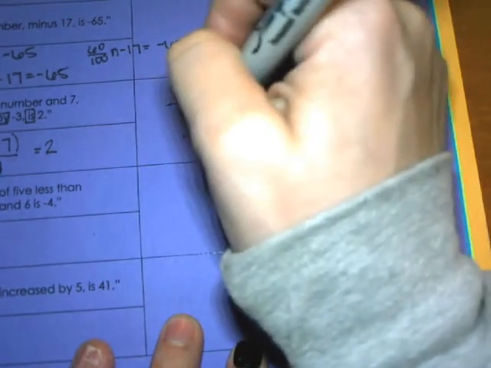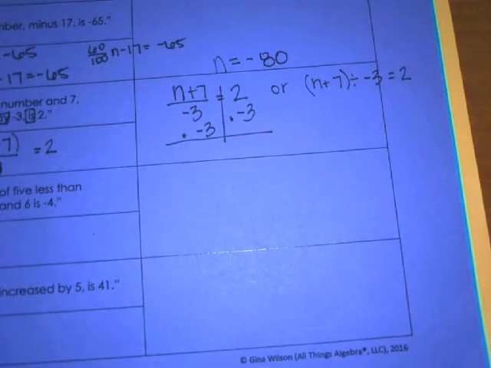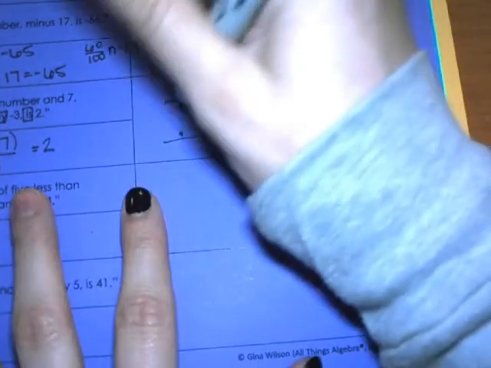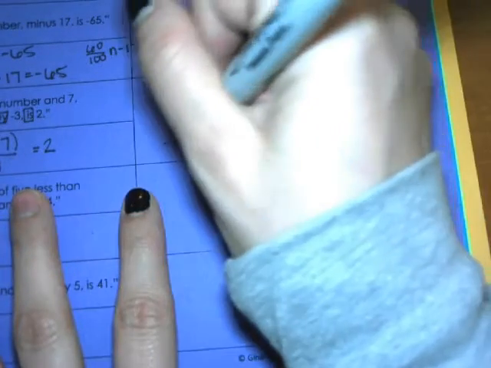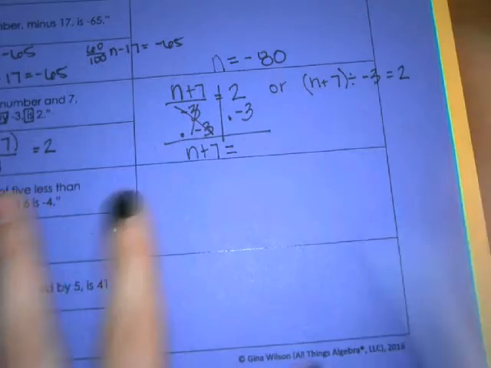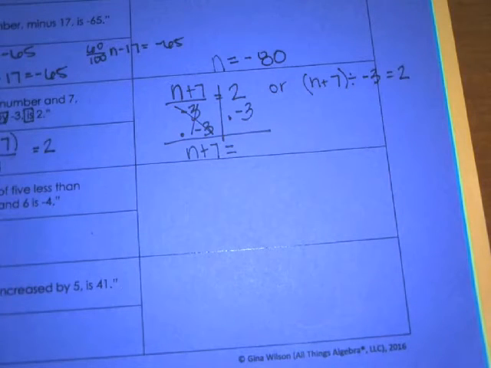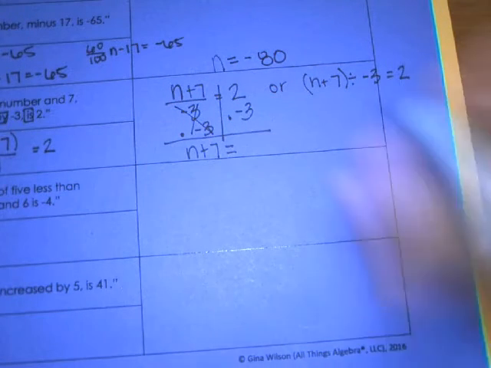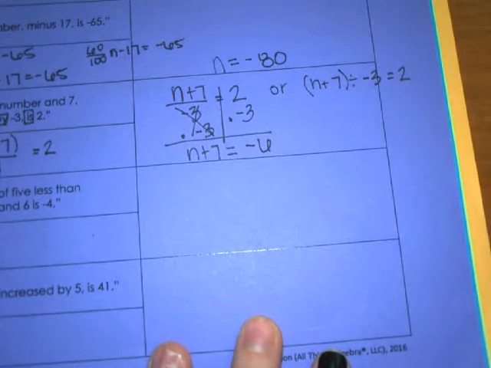Excellent. I have to get rid of that fraction first. It must go away. In order to do that, I multiply by a negative 3. The negative 3's go away. I'm left with n plus 7 equals 2 times negative 3, which is... and what do I do now?